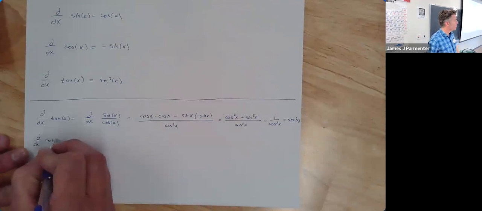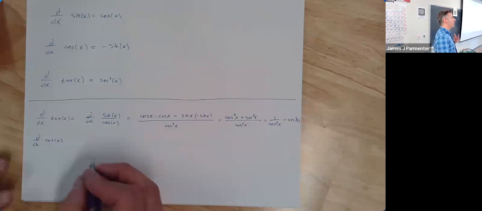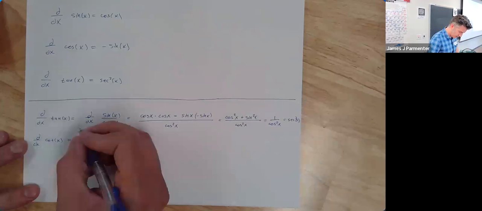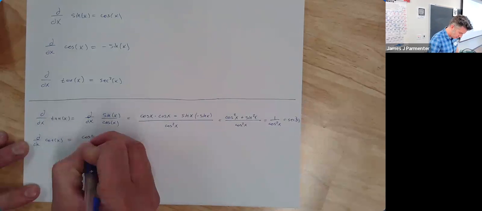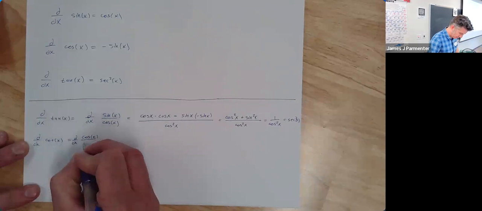Cotangent is virtually the same process. And we're going to do all the rest of them, and then we'll talk about some patterns that I think are worthwhile to see to help you remember them, or actually to help you remember less. So if I want to do cotangent, it's going to be the derivative of cosine of x divided by sine of x.